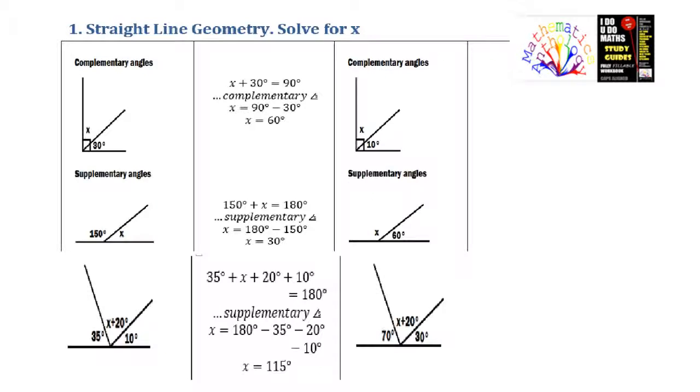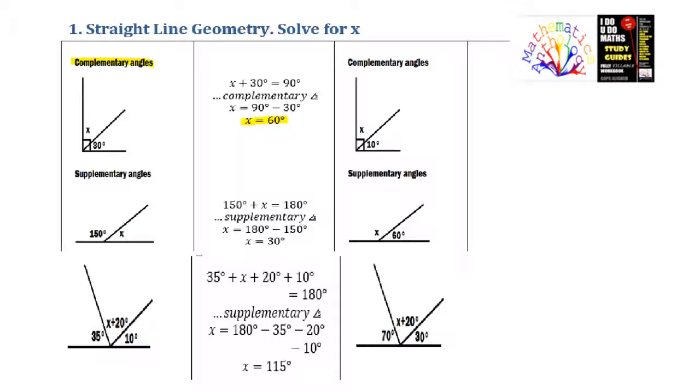Let's look at solving for x in straight line geometry. The first type of angles you can get are complementary angles. Complementary angles add up to 90 degrees. So here we have x and 30. So x plus 30 equals 90. If I solve for x, x will be 90 minus 30, which is 60.